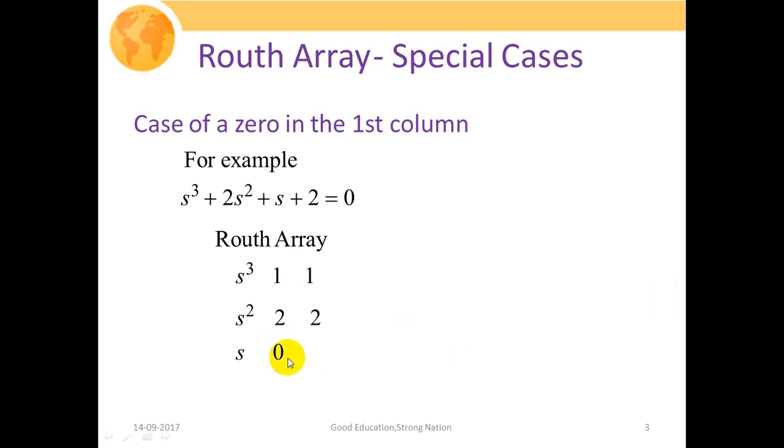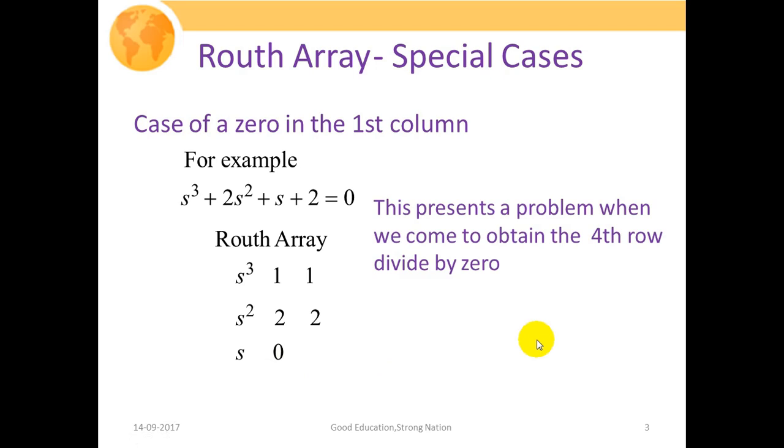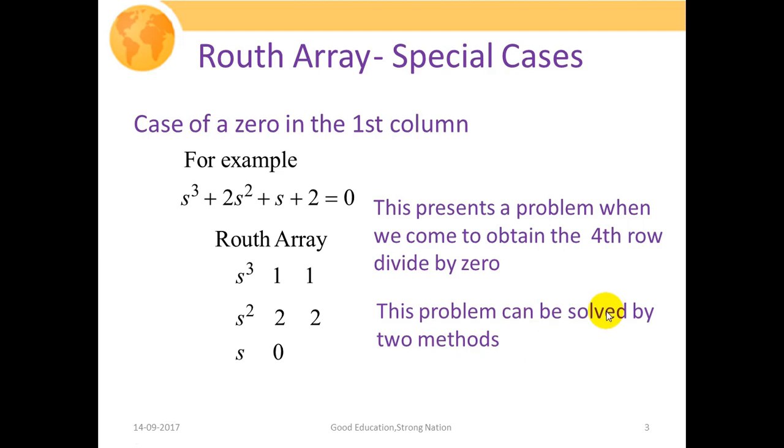How are we going to complete our Routh table? Because when we evaluate the next value of the Routh array, we will have a divide by 0 format. I mean 0 cross 2 minus 2 cross 0, divided by 0. So it will become an indeterminate form. So how are we going to handle this? This actually presents a problem when we come to obtain the fourth row, divide by 0. This problem can be solved by two methods. Number one is the epsilon method and second one is the reverse coefficient method. So we'll take them up one by one.